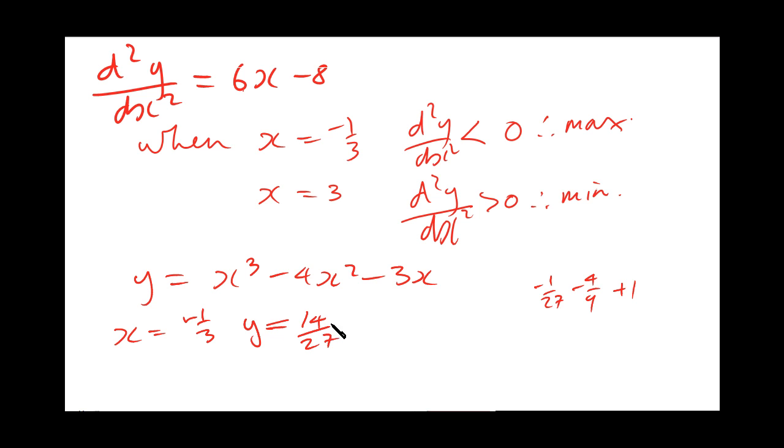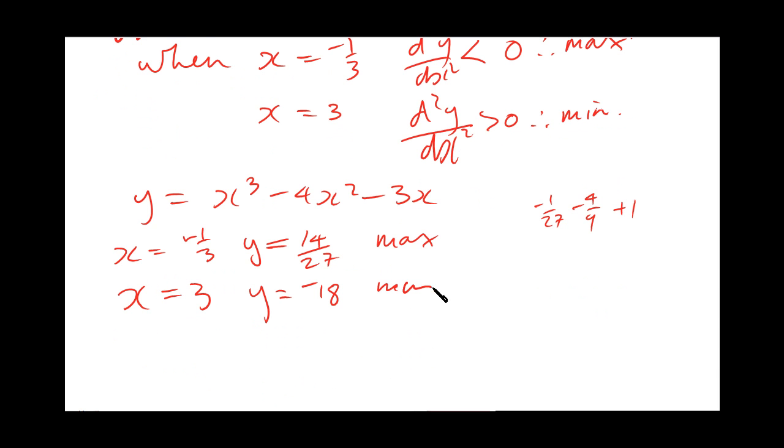14/27. When x equals 3, y equals 27 minus 4 times 9, which is minus 36. So that's minus 9. And then we'll get another minus 9 here, so we get minus 18. So here we've got a max, and here we've got a minimum, and those are our two answers.